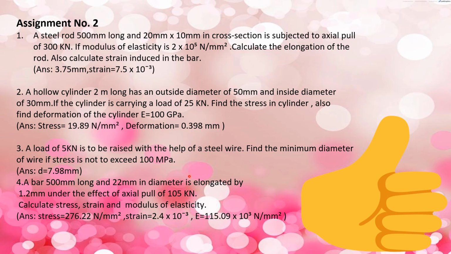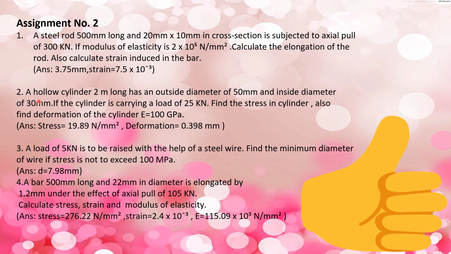Now here is one assignment. I am giving you 4 problems to solve. Assignment number 2. A steel rod 500 mm long and 20 mm by 10 mm in cross section is subjected to an axial pull of 300 kilonewton. If the modulus of elasticity is 2 into 10 raised to 5 Newton per mm square, calculate the elongation of the bar. Also calculate the strain induced in the bar. This is the answer given. Try whether you get the same answer.